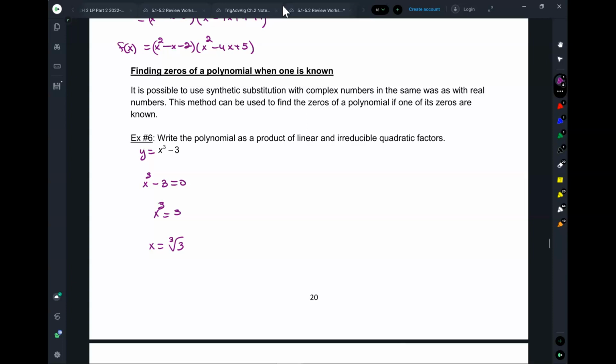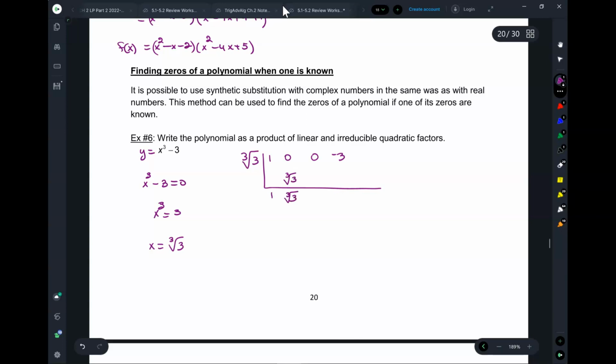Same idea as before. Get 1, 0 and then do synthetic division. So here's the 1, 0. And then what coefficients do I put here? 1, no x squared, so 0, 0, 3, negative 3. 1 comes down, cube root of 3.